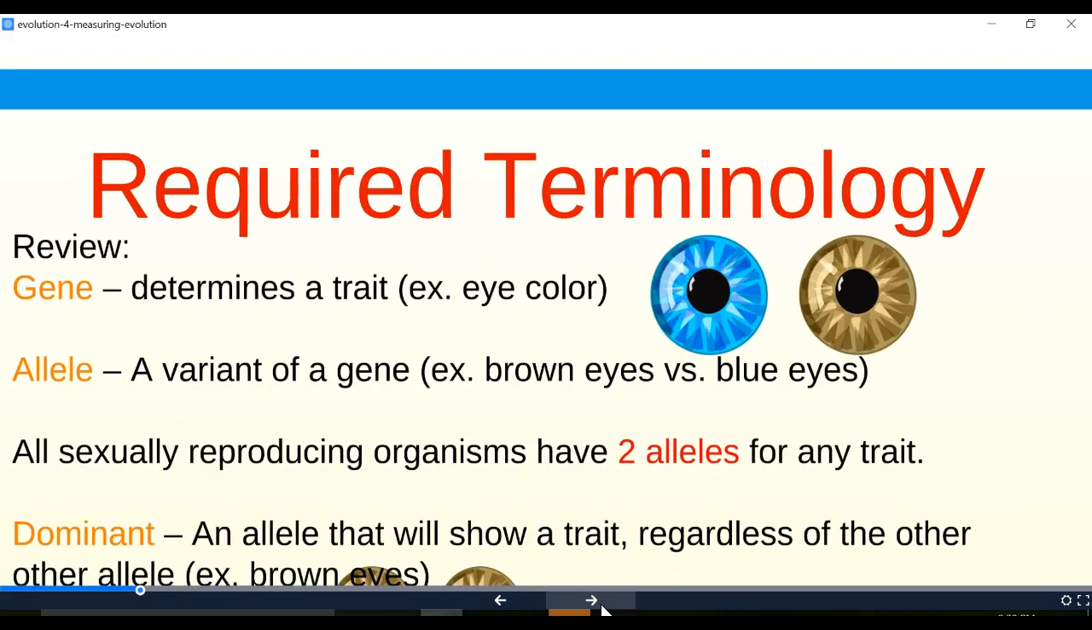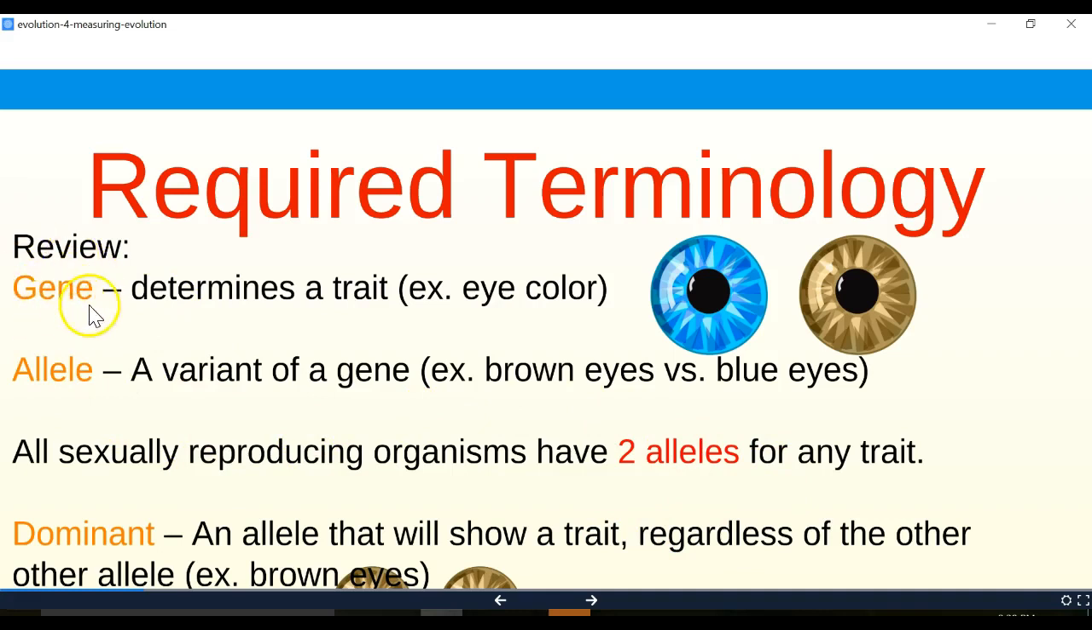So some required terminology that, again, you've heard before, but we're going to go over again today, include gene. So genes can determine a trait. For example, the eye color gene or genes. An allele is a variant of a gene. So for example, brown eyes or blue eyes. You've also heard of the term dominant and recessive that we'll be discussing a little bit later on.